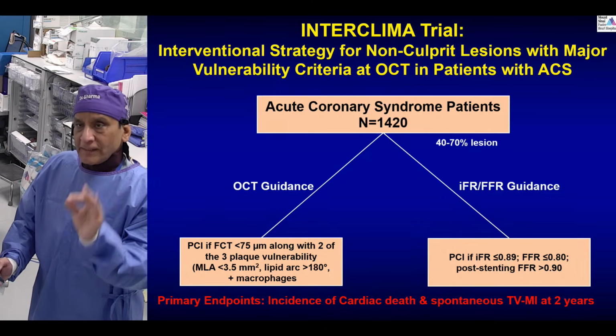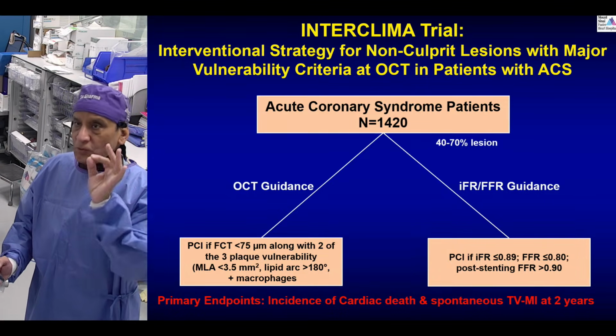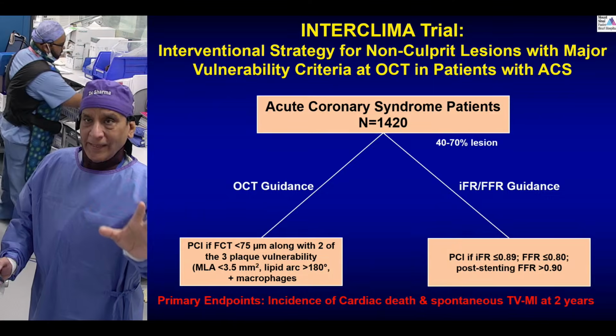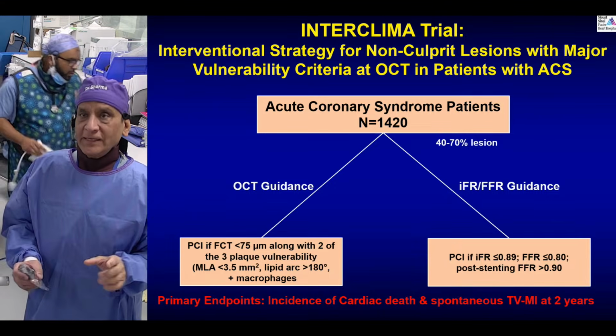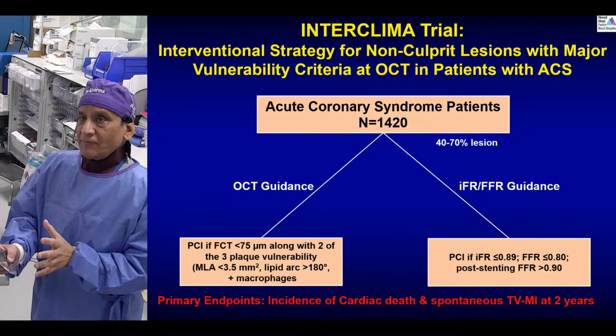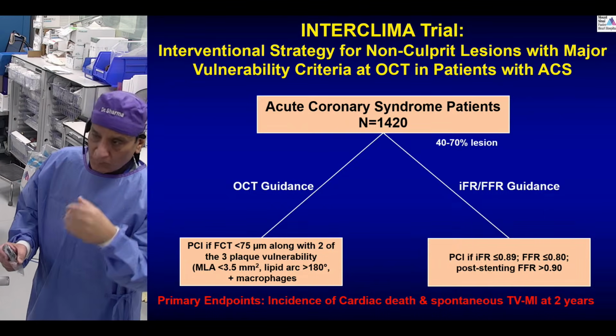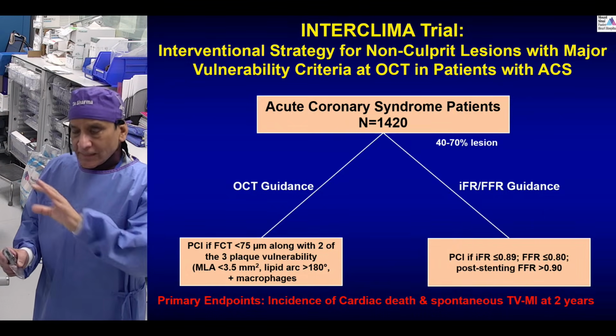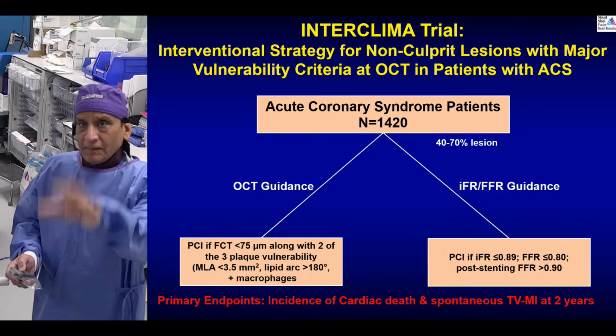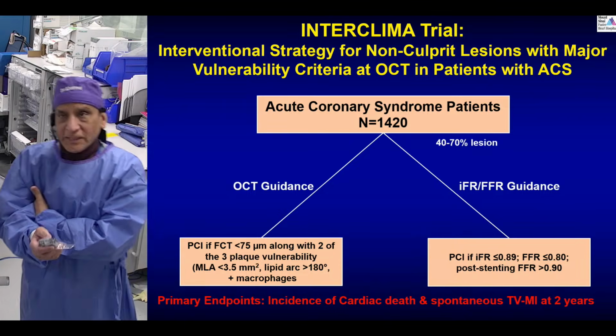You are talking about death and spontaneous MI at 2 years by combining or differentiating your lesion based on the OCT and iFR, FFR. OCT guided, they're saying unless it's more than 90%, it is not done. But in other cases, you just go with the PCI, but based on the OCT, you do the PCI.